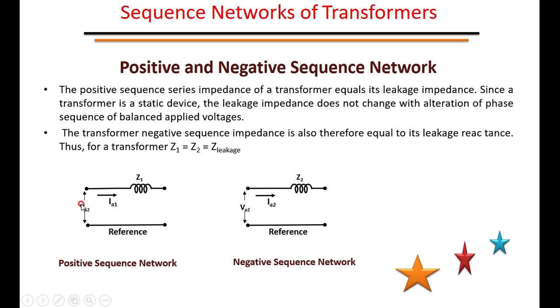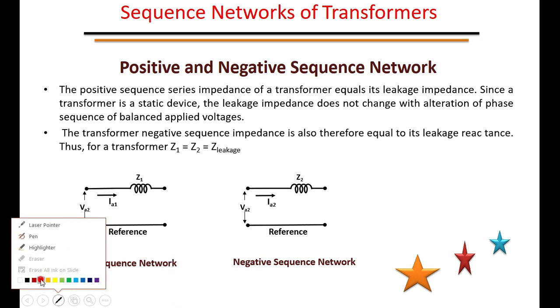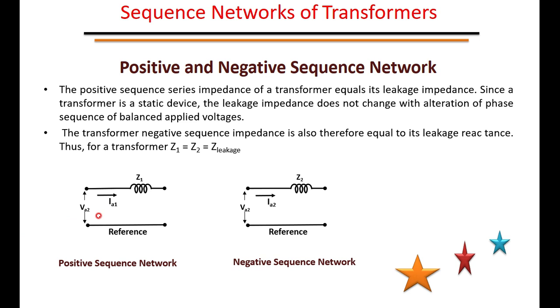Here it is VA1. I will make the correction here itself. This voltage is VA1 and the current flowing here is IA1.